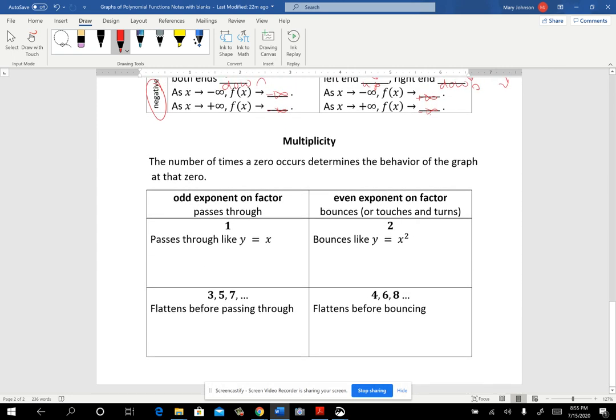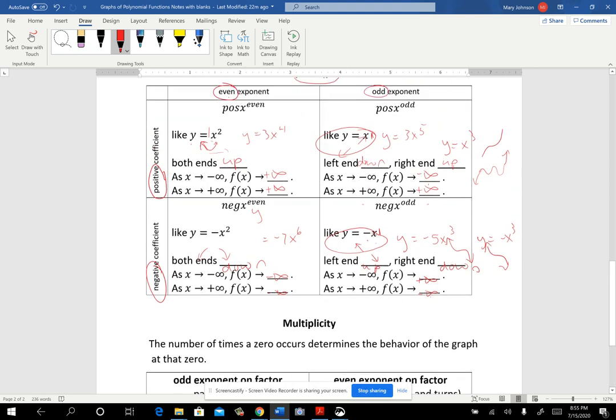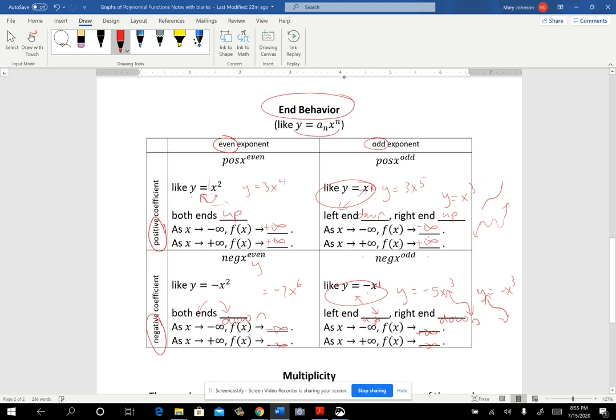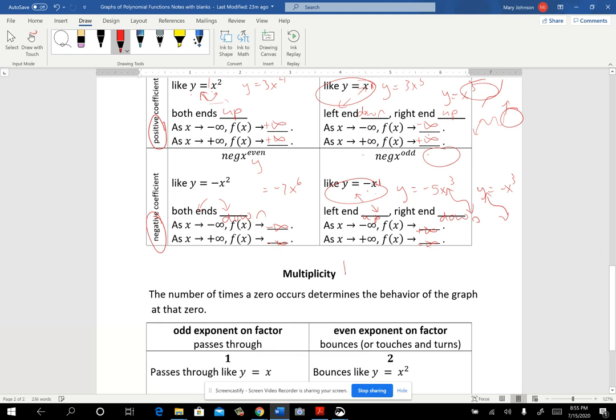Multiplicity, I love this. This first part right here is the end behavior. What happens after all the turning stops? Does it go both up, or does it have one up and one down? End behavior is what happens at the ends after all the turning stops. Now, multiplicity is really the behavior at the x-intercepts, right there on the x-axis, close to where the x-intercept is.